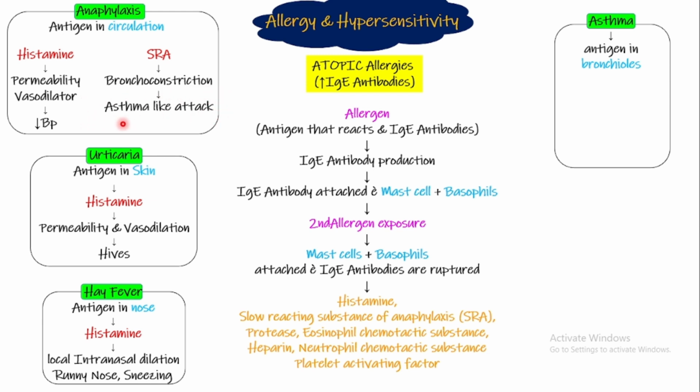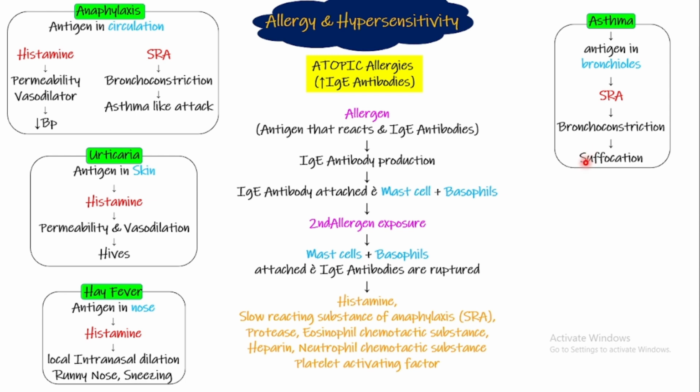And the same is the case going on in asthma. When the antigen is directly in the bronchioles, what is released? Slow reacting substance of anaphylaxis, which is causing bronchoconstriction, resulting in suffocation, the feeling of breathlessness, the feeling that the person cannot breathe. Okay? Which is a very bad feeling. So, slow reacting substance of anaphylaxis basically causes bronchoconstriction in asthma as well as in anaphylaxis.